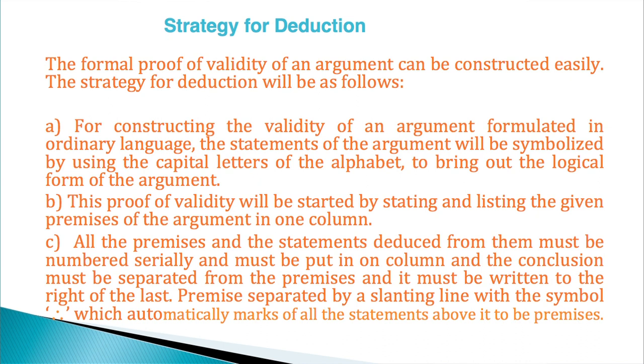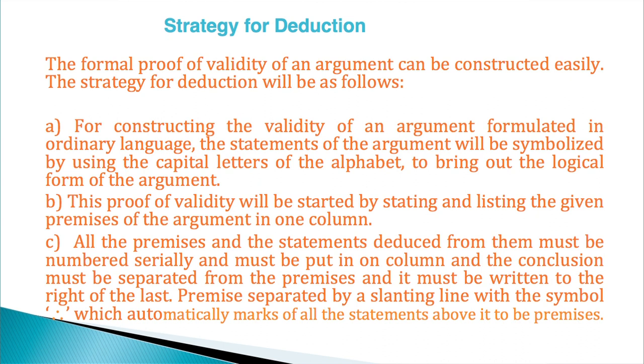Now you see, dear learners, what is the strategy for deduction? Now we have to learn this. The formal proof of validity of an argument can be constructed easily. The strategy for deduction will be as follows. Number one, for constructing the validity of an argument formulated in ordinary language, the statements of the argument will be symbolized by using the capital letters of the alphabet to bring out the logical form of the argument.